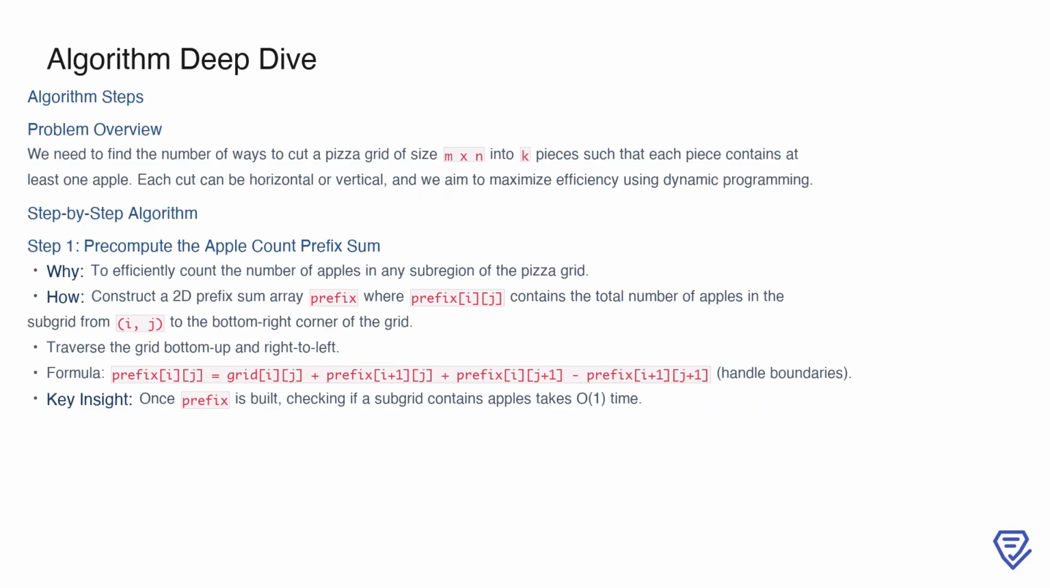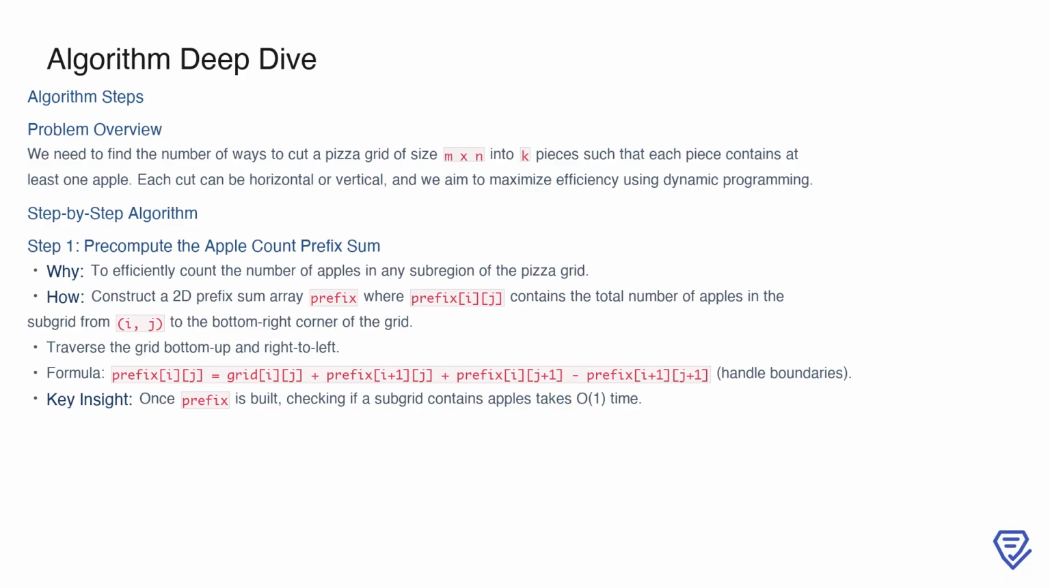To solve the problem of cutting a pizza grid into exactly k pieces where each piece contains at least one apple, we need an efficient approach. The first step in our algorithm is to pre-compute the apple counts for all subregions of the grid. This is achieved using a 2D prefix sum array, which helps us quickly determine the number of apples in any given subgrid.